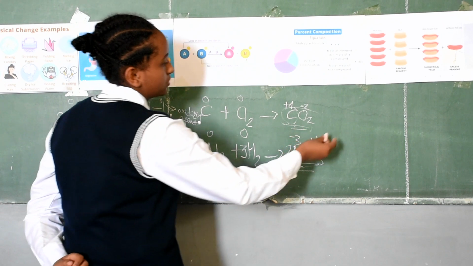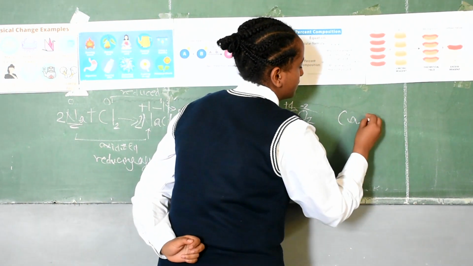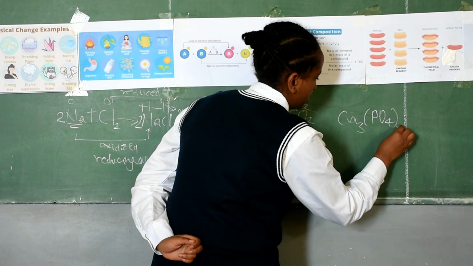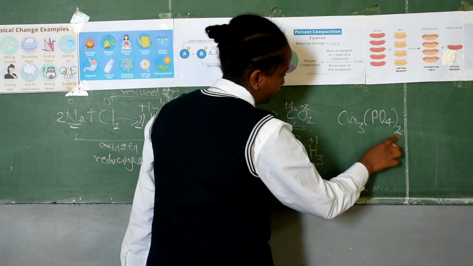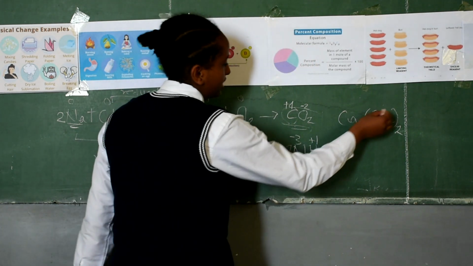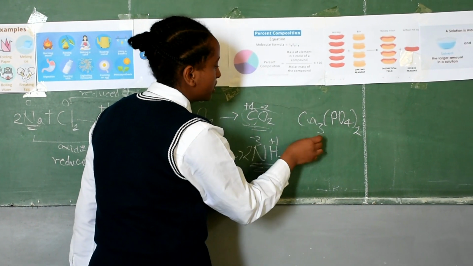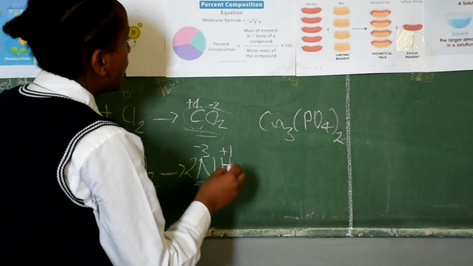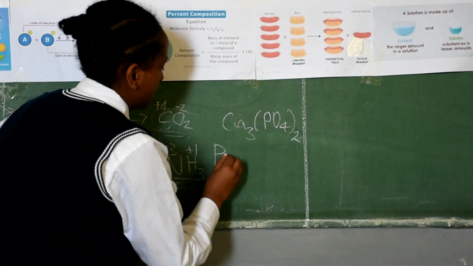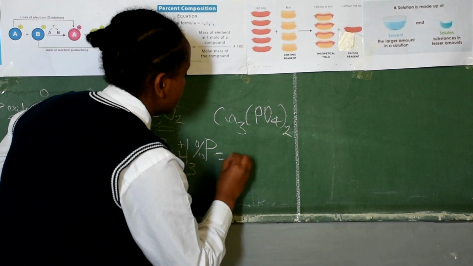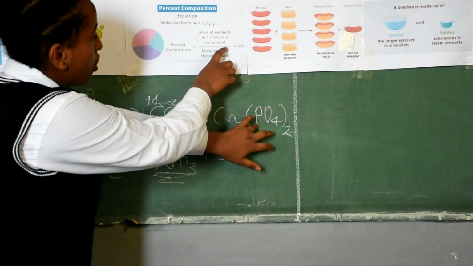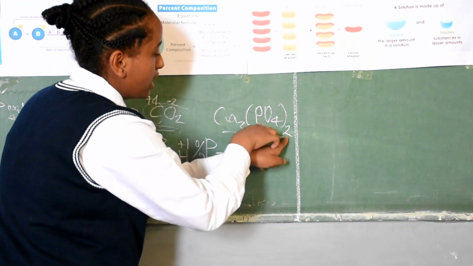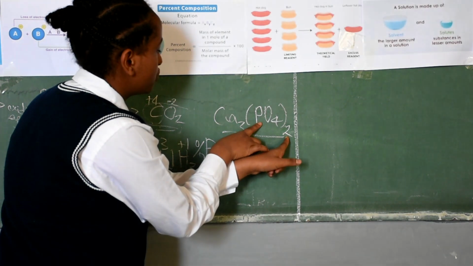For example, calcium phosphate. Calcium has a valence of 2, while phosphate has -3, so crisscross, let me do this. If we want to find the percentage composition of, let's say, phosphorus, the percentage composition of phosphorus is equal to the molar mass of phosphorus over the molar mass of the whole compound. So the molar mass of phosphorus is 2 times the atomic mass of phosphorus, which is 31.